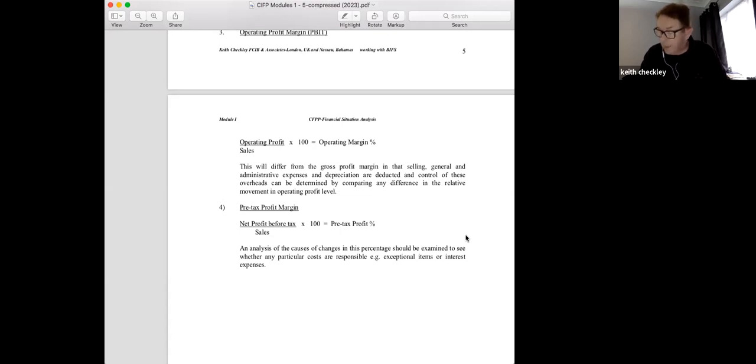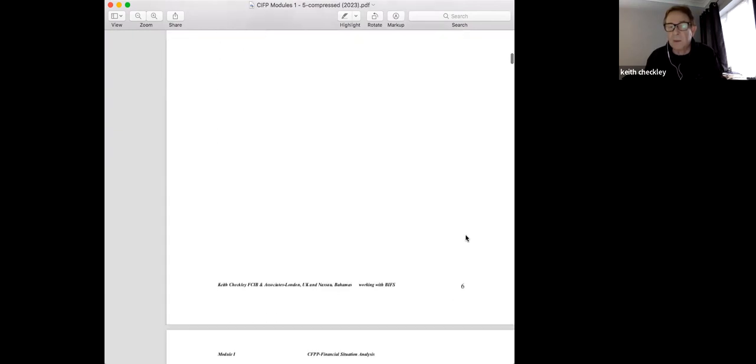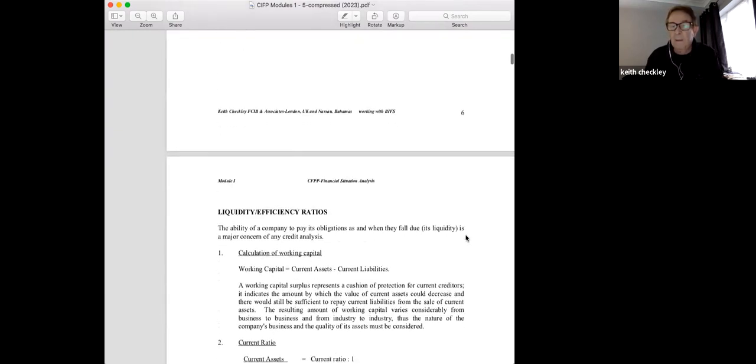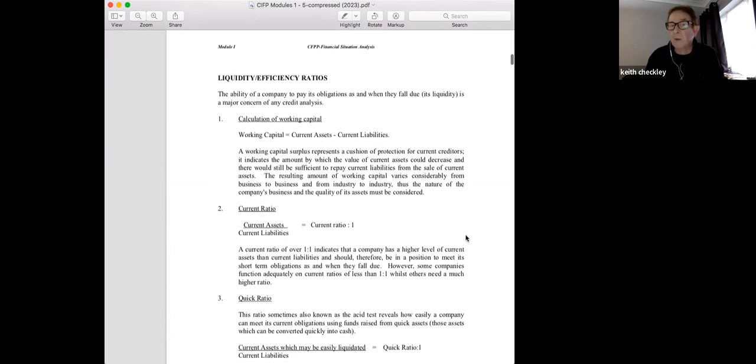Then the bottom line position, the net profit, we calculated at 1.9%. So as I say, in a few minutes, we'll bring in years 2 and 3, which I've already worked out. So let's look then at the next section on the spreadsheet, which was the section that some people call the liquidity section. Some people call it efficiency.